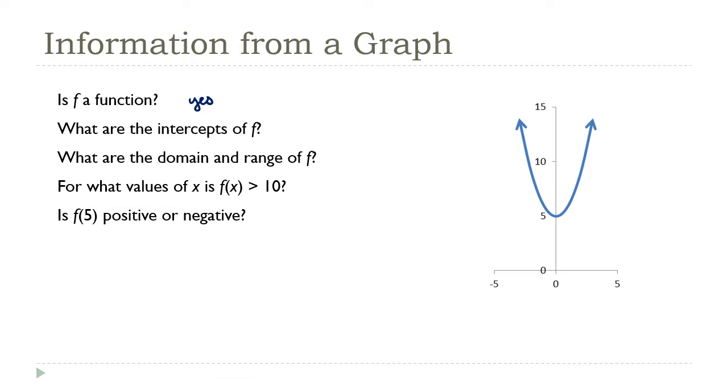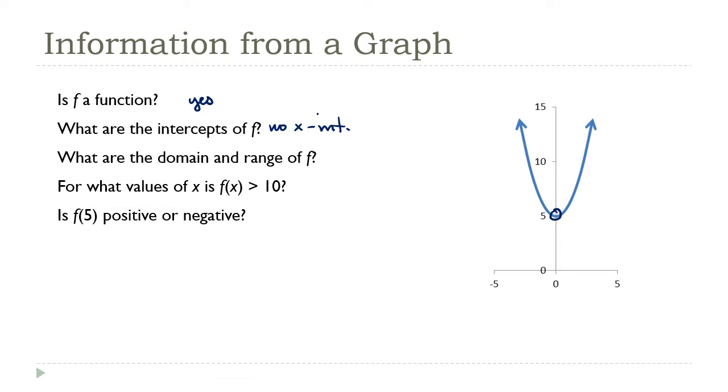So what are the intercepts of f? Remember, the intercepts are the places where the graph crosses one of the axes. I can see the graph never comes all the way down here and crosses the x-axis. So I would say there are no x-intercepts. It does, however, cross the y-axis.